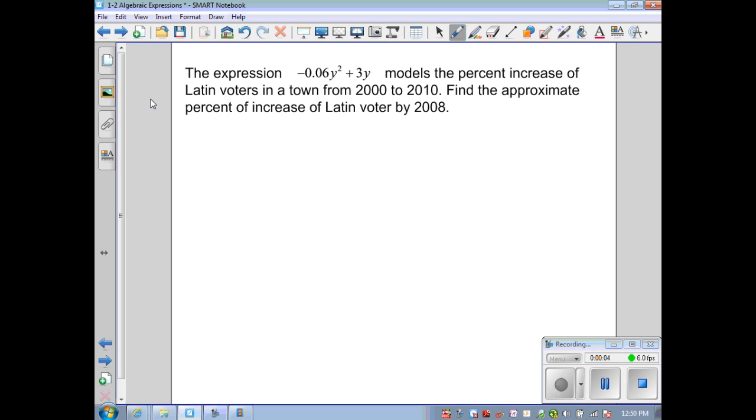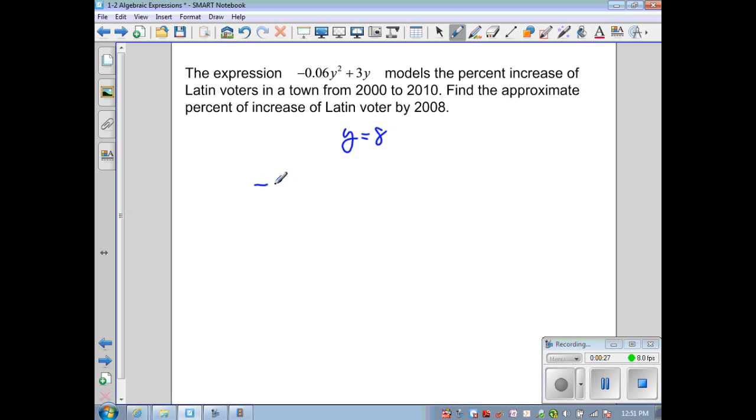Let's look at another example. The expression negative 0.06y squared plus 3y models the percent increase of Latin voters in a town from 2000 to 2010. Find the percent of increase of Latin voters by 2008. That is an 8-year increase from 2000. Therefore, we're going to let y equal 8.